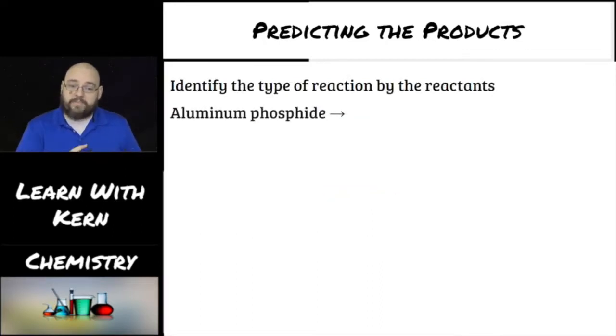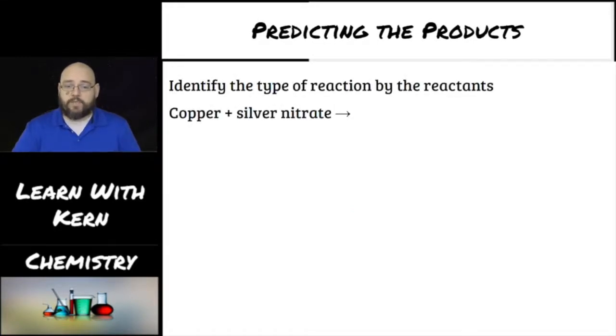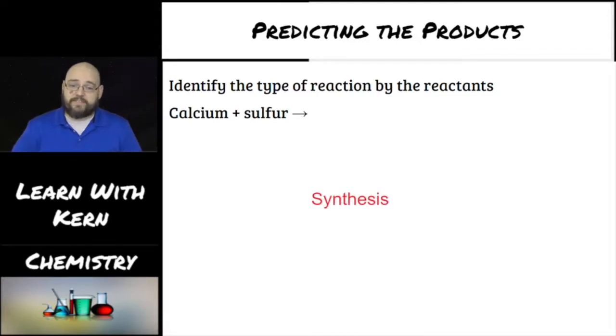All right, so if I have aluminum phosphide, notice no plus signs here, it's just aluminum phosphide. That is a single compound, which means this is a decomposition reaction. And then we have copper plus silver nitrate. Well, copper is an element, silver nitrate is a compound. So I have an element and a compound reacting together, and so that's going to be a single replacement. Then I identify the type of reaction by the reactants. Again, we have calcium and sulfur, element plus element. This has to be a synthesis reaction.